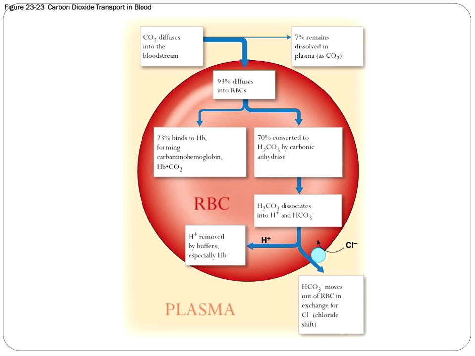All right, so notice that about 7% just remains as dissolved CO2 in the plasma, and then 93% of it comes into the red blood cell, where 70% turns into carbonic acid with carbonic anhydrase, and that carbonic acid dissociates into a hydrogen ion and a bicarbonate. Because of the chloride shift, chloride comes in and the bicarbonate moves out into the plasma. Then we have these hydrogen ions, some of which are going to escape the red blood cell and lower the pH of the blood, and some of them will actually bind to hemoglobin.